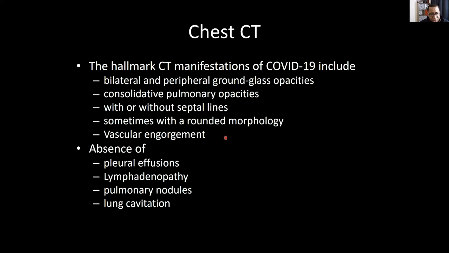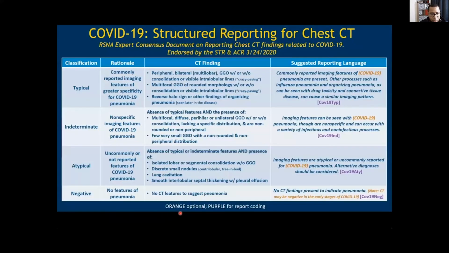In addition to this, the opacities were usually lower lung predominant and more posterior, right? So bilateral, peripheral ground glass opacities, usually with a lower lung predominance, usually more posterior than anterior. And the features that were typically not present were pleural effusions, lymphadenopathy, pulmonary nodules, and lung cavitation. So these are atypical features of COVID-19.